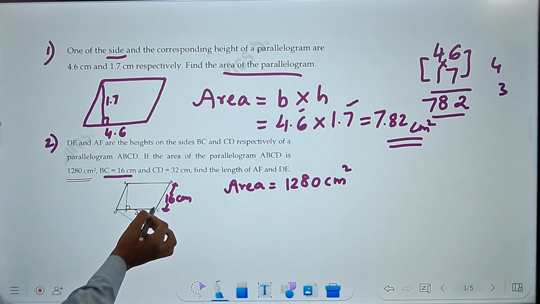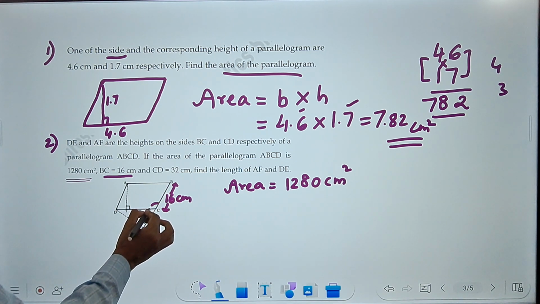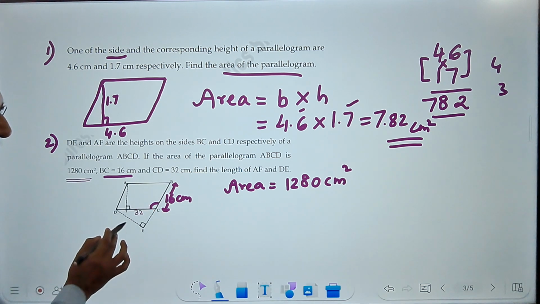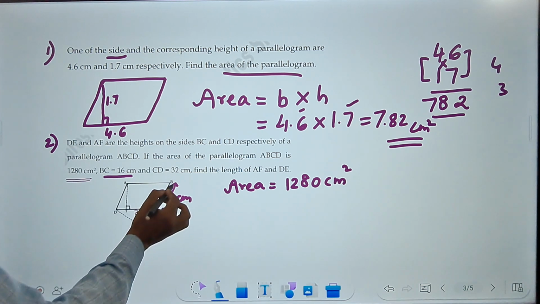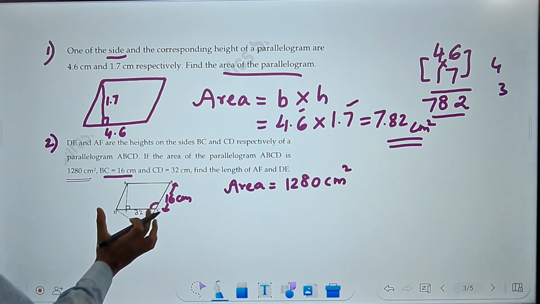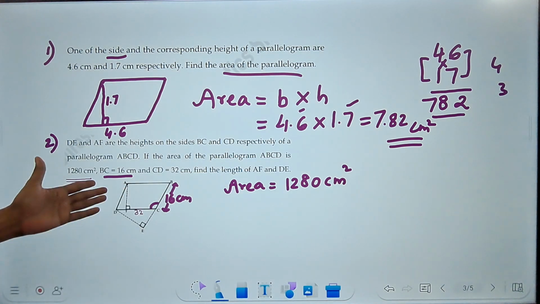If you draw the altitude on BC, it is going to be outside the parallelogram because this is an obtuse angle triangle. So if you produce it, the altitude will become DE in this case. So if the base is BC, then the altitude is DE. And if the base is CD, then the altitude is AF. That's what you need to understand here.